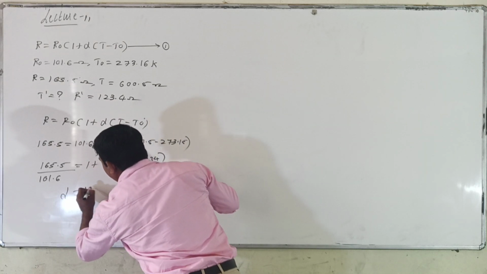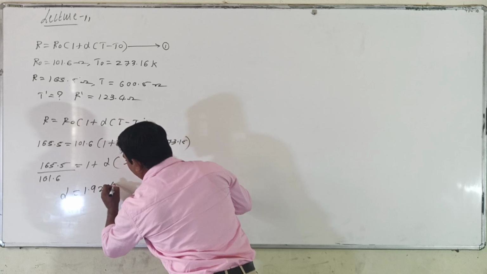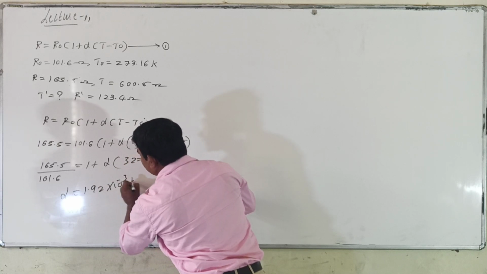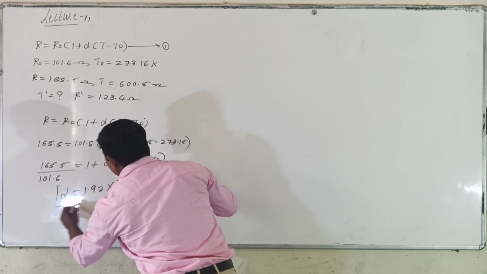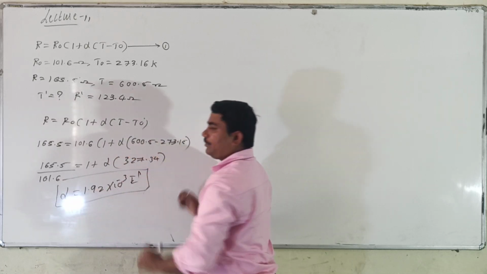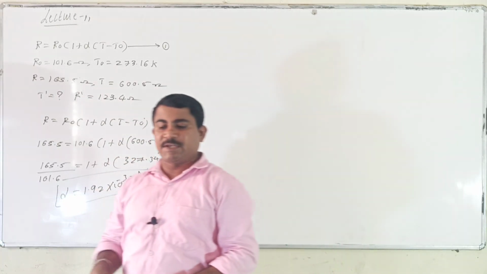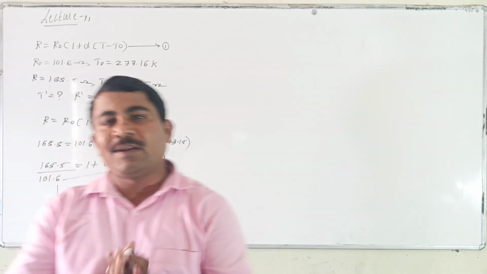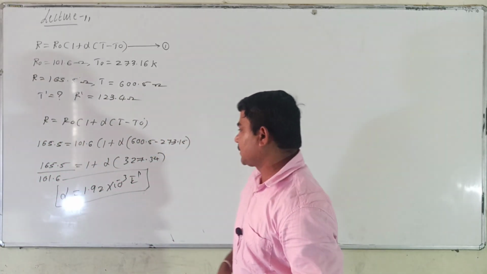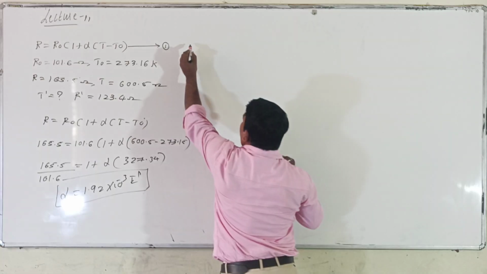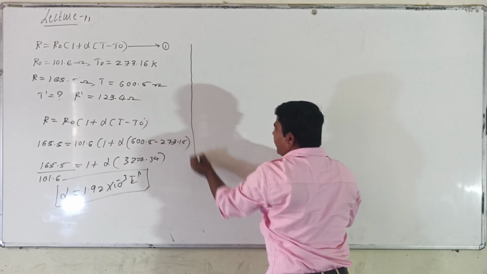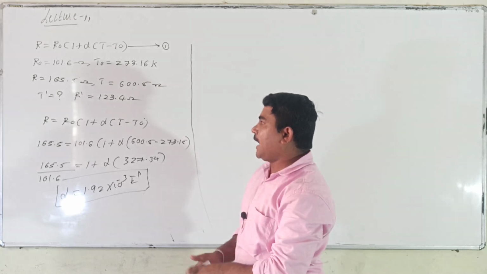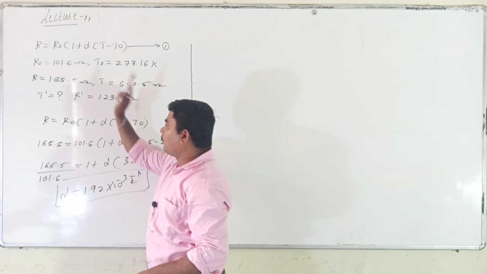Alpha is found to be nearly 1.92 into 10 raised to minus 3 per Kelvin. This is the value of alpha. Are you following? Does it correct this answer? 1.92 into 10 raised to minus 3 per Kelvin, or you can call per degree Celsius. Now you found the value of alpha. Now I need to calculate at this resistance what is the temperature.